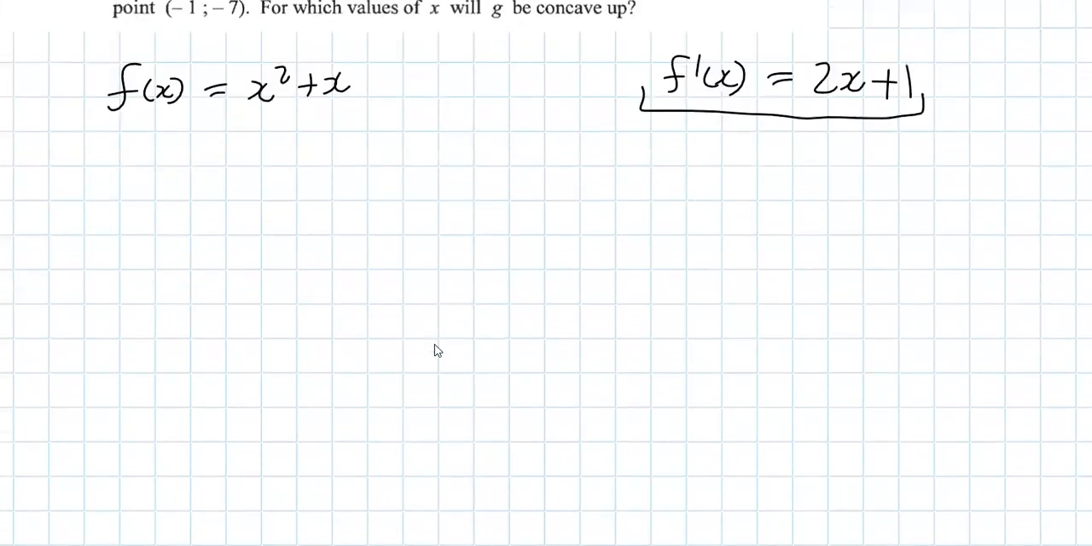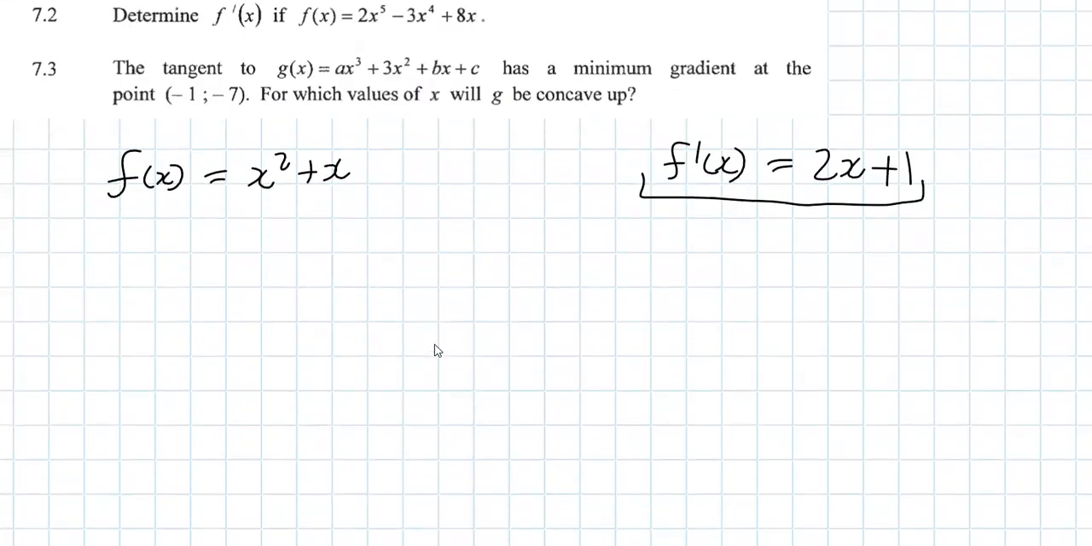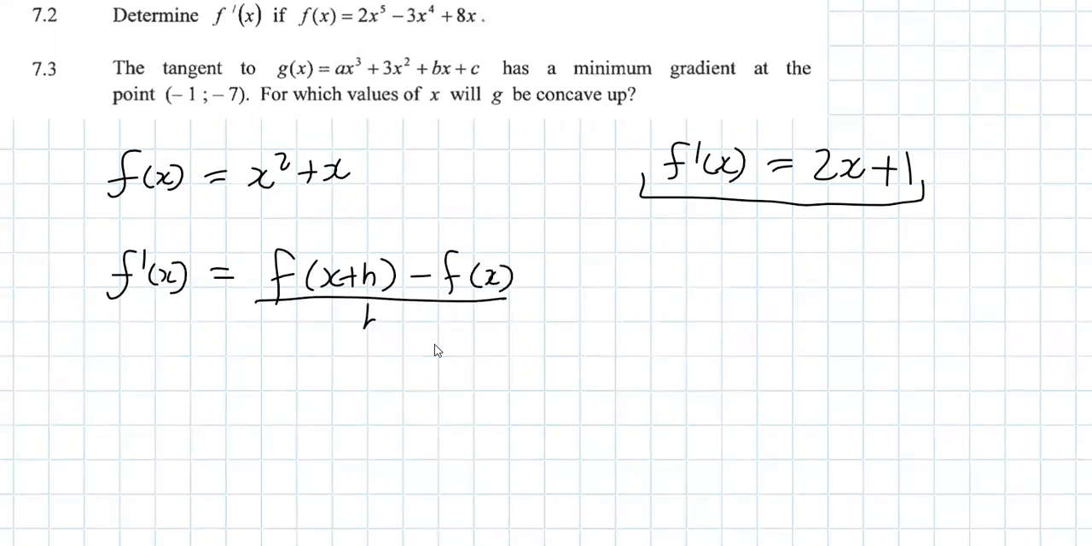Right, first principles, easy marks, very formulaic. F dash of x is equal to f of x plus h minus our original f of x all over h. So the goal is to get these into our position, and we want to take h out as a common factor on the numerator so that we can cancel h out of the denominator, because we can't have h being 0. So that's the full goal here.